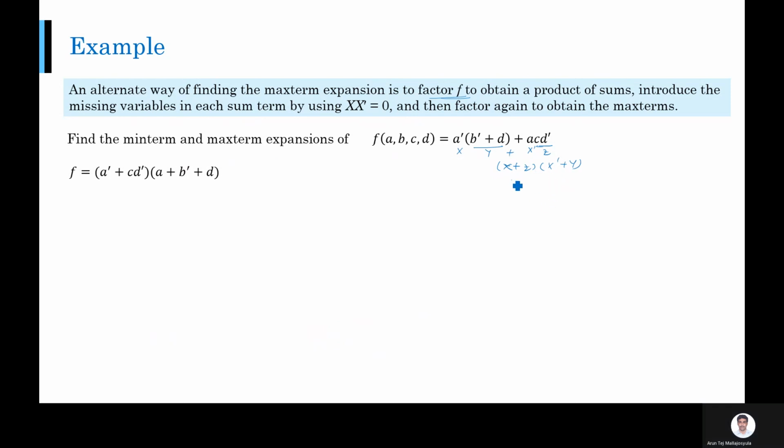Let me expand it. If I expand this, what will I get? x x dash plus xy plus yz plus x dash z. x x dash is anyway 0. Now, if you look at these terms, yz is the consensus term of xy plus x dash z. So I can remove that and I will have xy plus x dash z. So I can use this theorem to factor it like this: x plus z into x dash plus y.